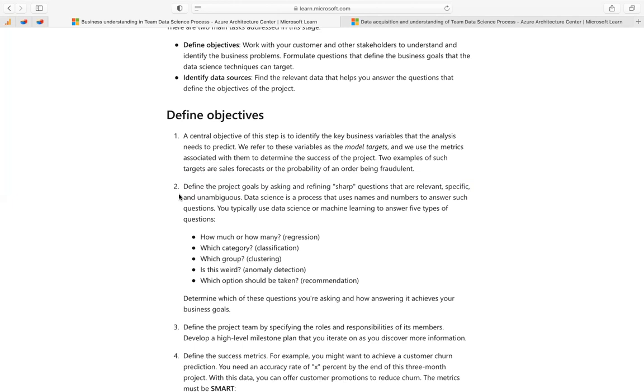Now, these types of questions: one, how much or how many? Which category? Which group? Is this weird? Which option should be taken? Now, let's take the first one: how much or how many? Most of the times when you have your data and you want to get a data-driven decision, the first question or a very relevant question that comes to your mind is how much or how many.